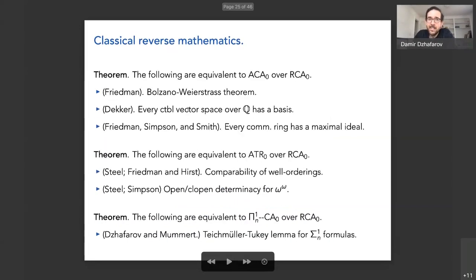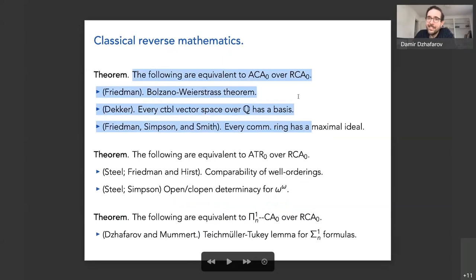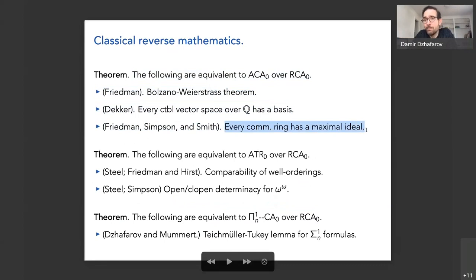Okay. Here are some examples equivalent to ACA₀. So this is the next stronger system, and it's a very strong theorem. We have the Bolzano-Weierstrass theorem. Every countable vector space over the rationals has a basis, and every countable commutative ring has a maximal ideal. So this is interesting, right?